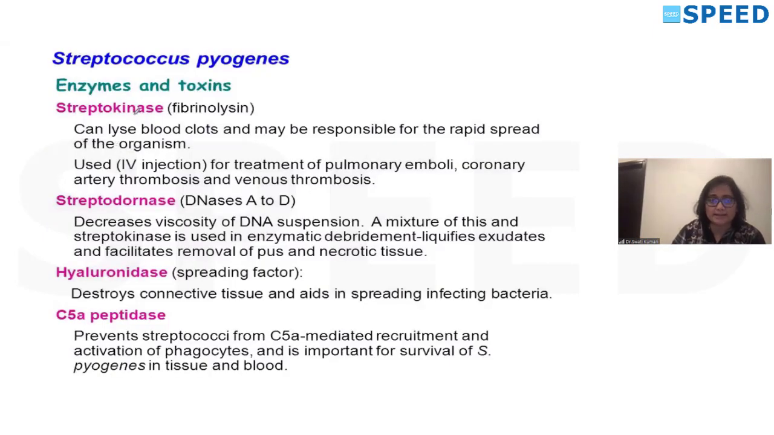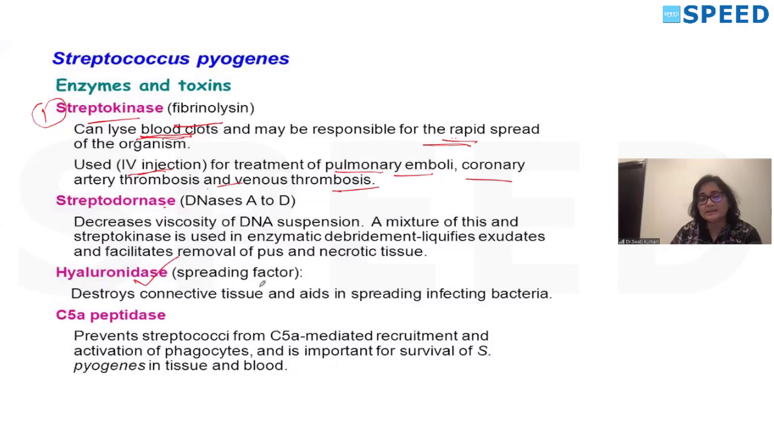We'll learn streptokinase now, which is an enzyme. The first enzyme we'll learn is streptokinase. Streptokinase has medical importance because it lyses the blood clot. It is also responsible for rapid spread of the organism. IV injection of streptokinase is used for the treatment of pulmonary emboli, coronary artery thrombosis, and venous thrombosis. So it has very much medical importance. Streptokinase we also call fibrinolysin. Streptodornase lyses the DNA and causes thinning of the pus or discharge.